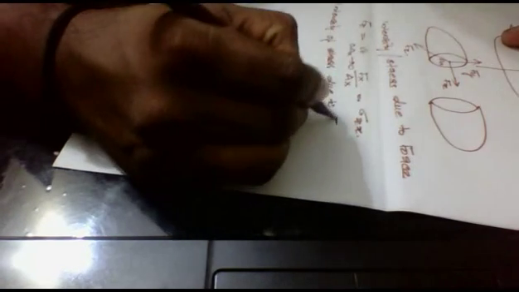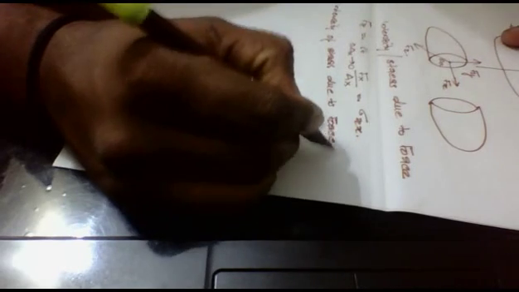Okay, next one. Intensity of stress due to force Fy: limit delta Ax tends to 0, Fy by Ax. Fy is parallel to the area Ax. This is tau xy.